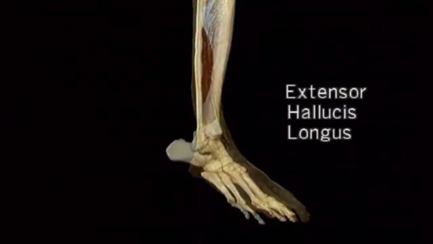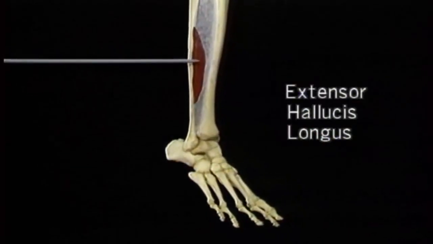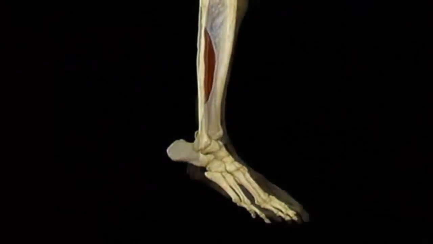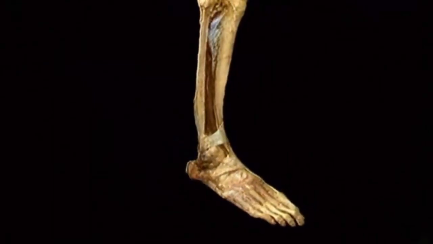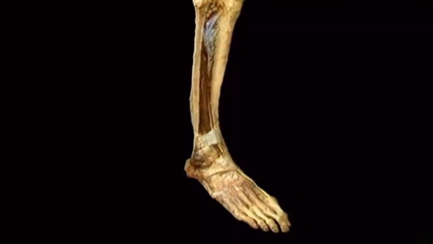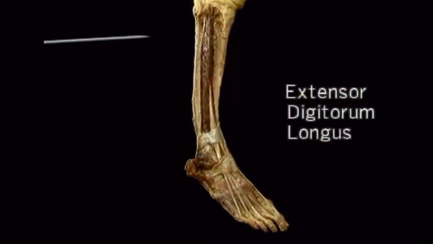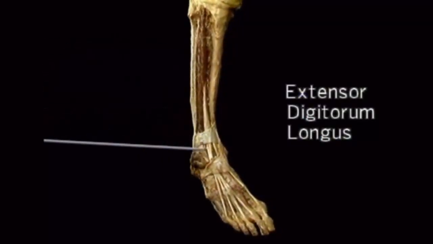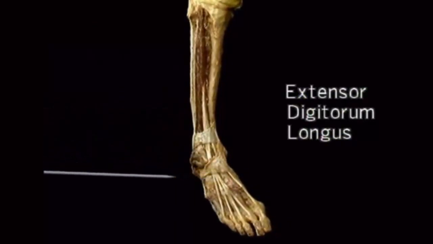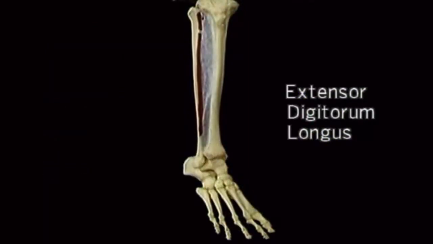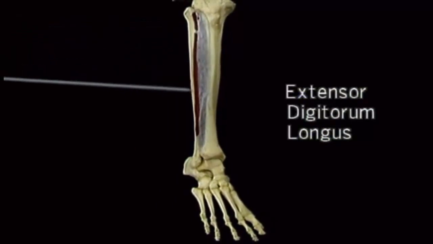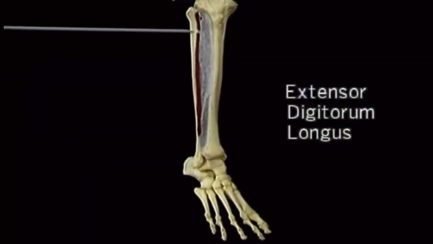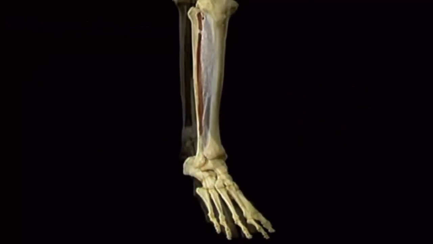Extensor hallucis longus arises from the interosseous membrane and from the adjoining fibula. Lying on top of extensor hallucis longus is extensor digitorum longus. Extensor digitorum longus has a long line of origin here on the fibula. This gap is for the common peroneal nerve.